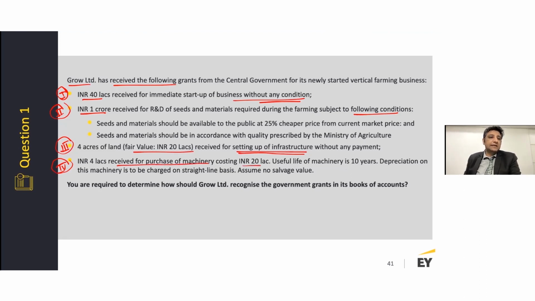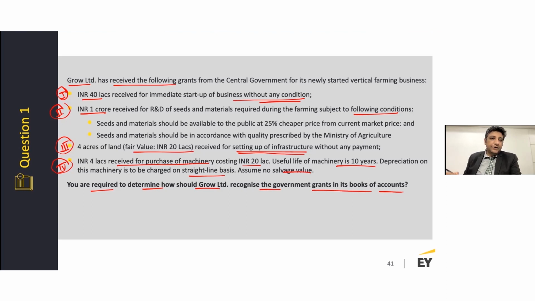4 lakh is given by the government as a grant. The life of the machine is 10 years. Depreciation is charged on a straight line method. Assume no salvage value. The question's requirement is you are required to determine how should Grow Limited recognize the government grants in its books of accounts.